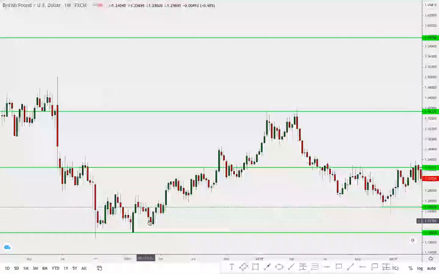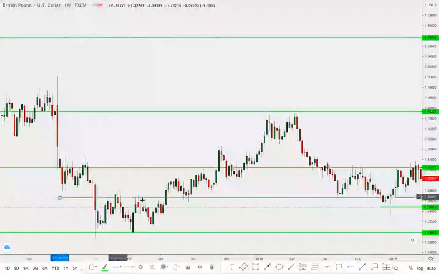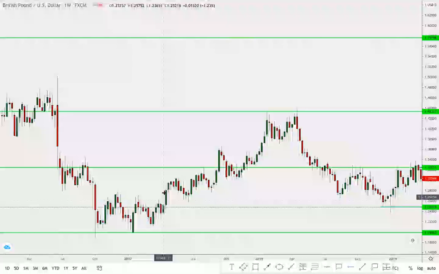This is a valid inverse head and shoulders. Left, head, right. Why is this valid? Because look what happened. It broke and retested. It broke the neckline, and when we broke the neckline, it did what it needed to do. But it needs to break the neckline like so and come and retest for the upside.